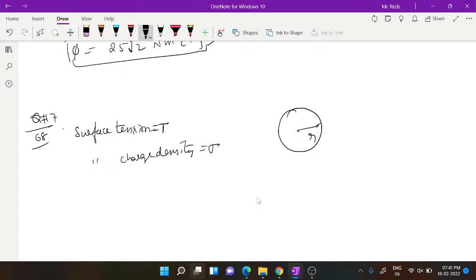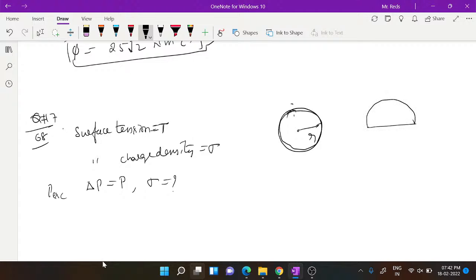If P is the excess pressure, meaning delta P, then what is the value of sigma in terms of the given options, T and pressure? The excess pressure is the pressure inside minus the pressure outside. If you consider a soap bubble, it will have two free surfaces and some small thickness. You can consider it like this.